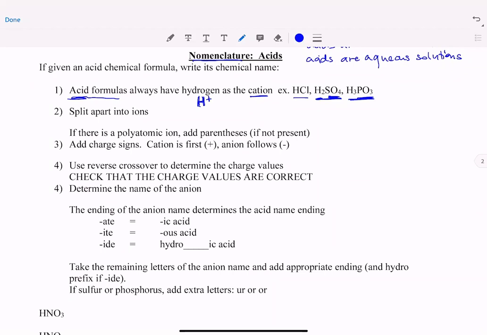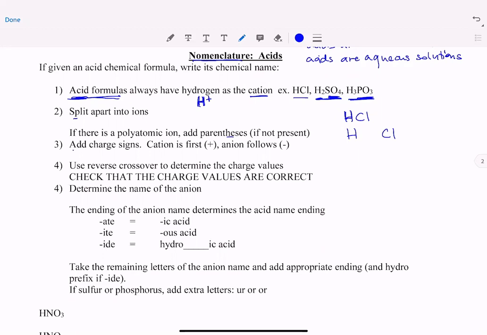So what you have is an acid formula, and you want to take that acid formula and split it apart into ions. So what that means is, let's take that HCl, and you want to split that apart by writing the 2 element symbols separate. If you have a polyatomic ion, you're going to want to put parentheses around the polyatomic ion before you split it apart. Okay, and so that's what that says.